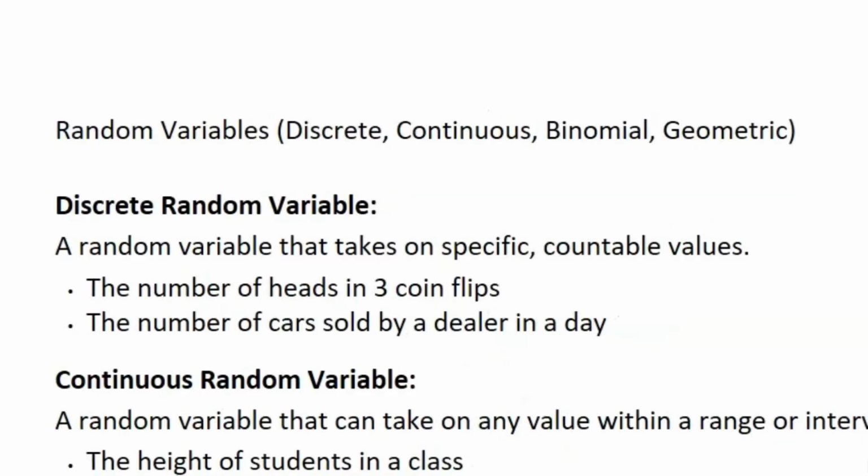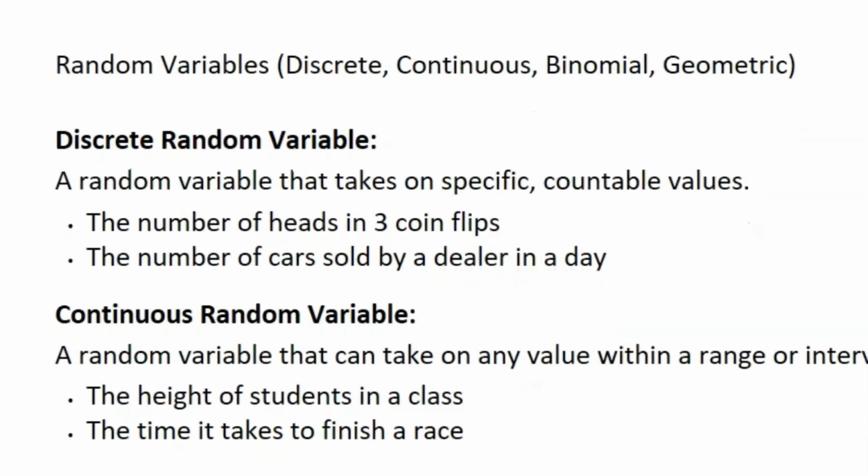So we have 4 types: discrete, continuous, binomial, and geometric. Okay, so your discrete random variable is a random variable that takes on specific countable values. So think of the number of heads that you flip in 3 flips, or the number of cars sold by a dealer in a day. So it's like quantitative numbers.